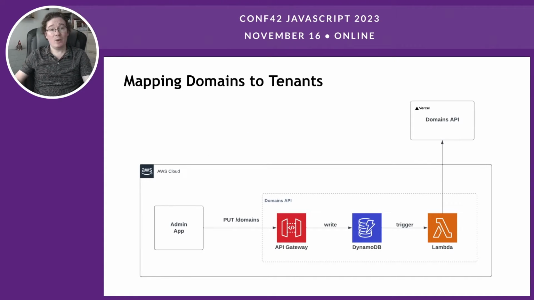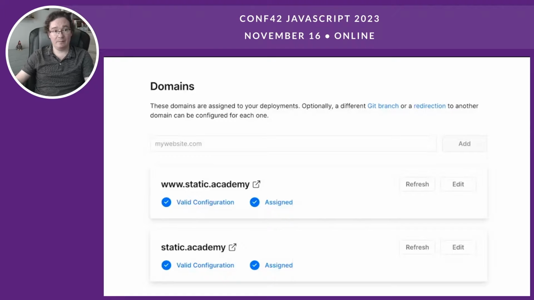And the way our tenants can configure their custom domain for this setup is by using your admin application. Once they configure a domain, we save this information on that mapping table I just showed you. And this will trigger a routine that will configure this custom domain in Vercel using the domains API. What exactly is this domains API?